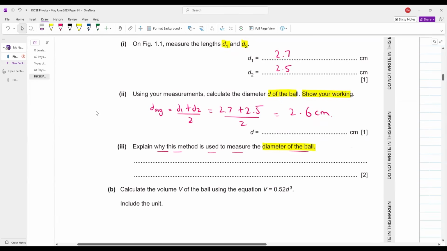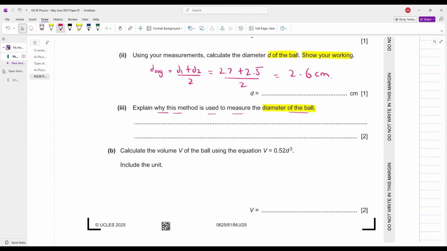So you can write these two errors here. You can say it is hard to locate the center of the ball to find the diameter.